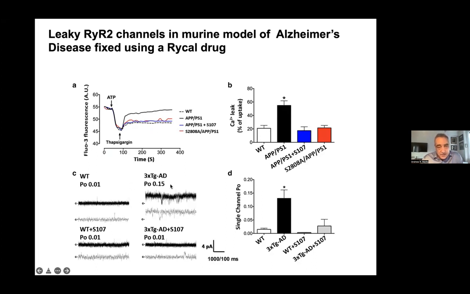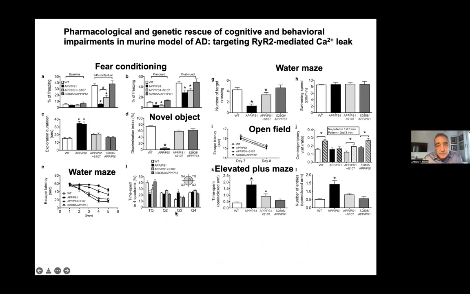On the lower panel C, there are single channel recordings where, under conditions where wild type channels are tightly closed with a low open probability of 0.01, the channels from the Alzheimer's mice had about a 10-fold increase in open probability, consistent with a leak of calcium. And again, that could be prevented by treating the mice with the S107 drug.